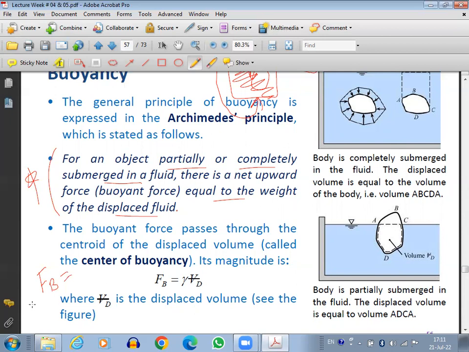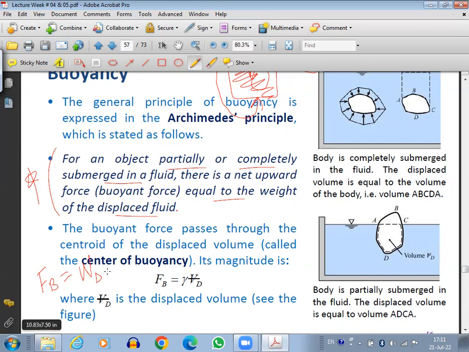The only thing important here is which fluid has been displaced. According to the weight of that fluid, buoyancy force will be acting. Is it clear? Okay. So buoyancy force will be equal to the weight of the displaced fluid.